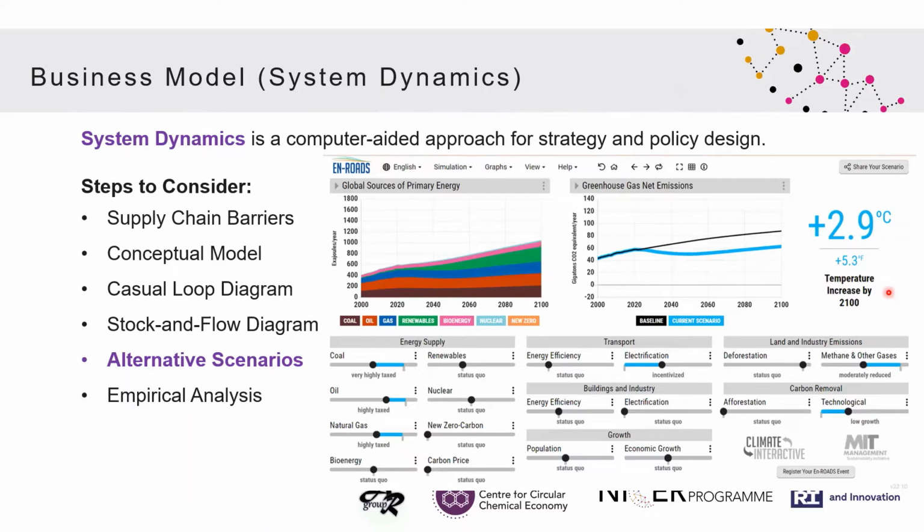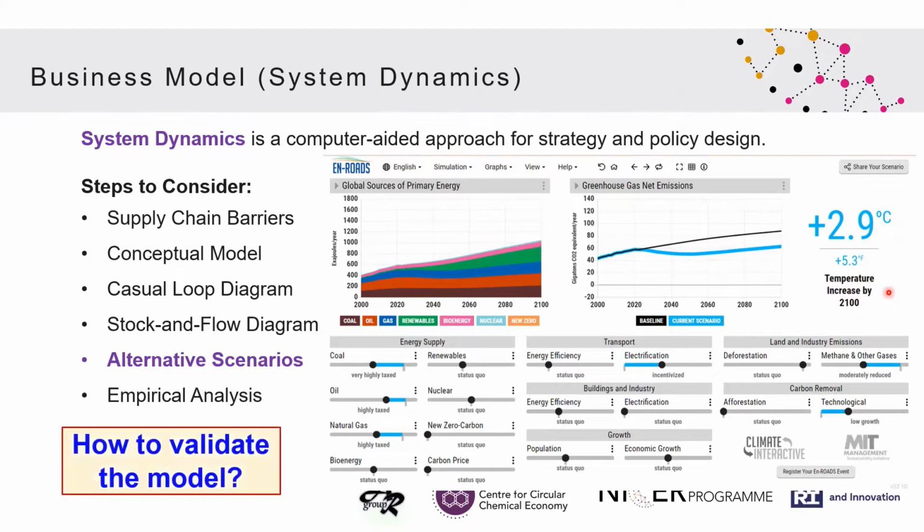Okay, so we need information. We need information to build our system dynamics. Now, how can we validate the model? And here is where the question comes, right? We have this model that provides us the temperature. What tells us it is going to be true? It is going to be true if the information that we provide is right.